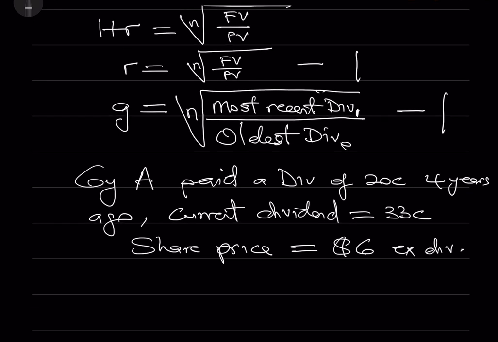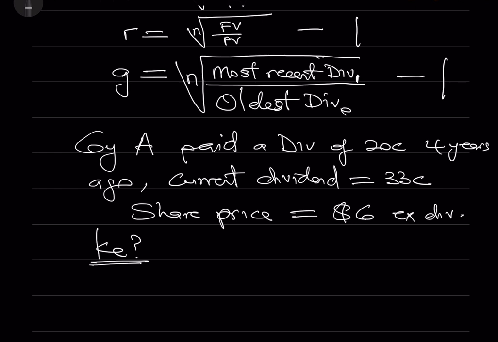I say calculate the cost of equity. Definitely, you need the growth rate to be able to calculate cost of equity, because this question has not given you a constant amount of dividend. You can see 4 years ago, 20 cents of dividend was paid. Then currently this year, 33 cents has been paid. So the dividend amount is not constant, which means you need to use the second formula.